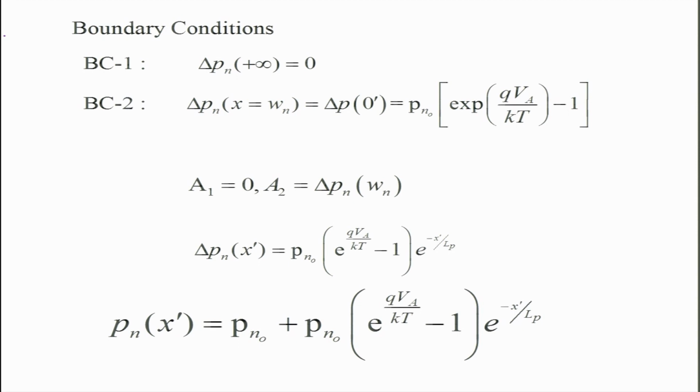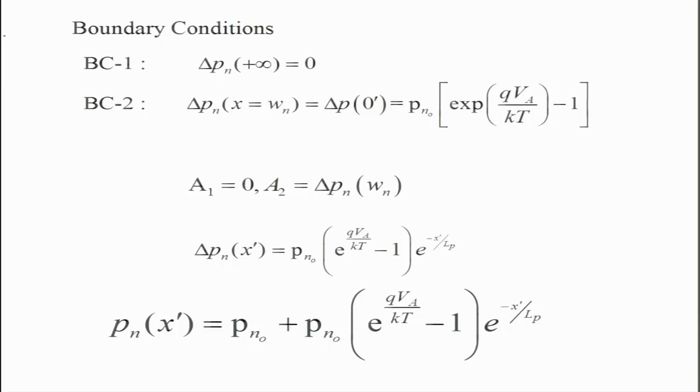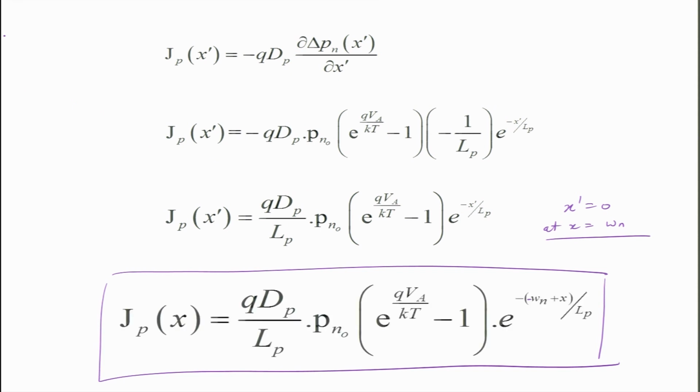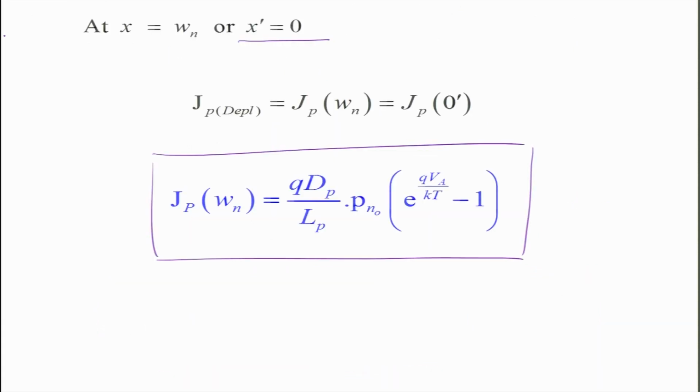always know that J total is equal to Jn at minus Wp and Jp at plus Wn. So you just want to simplify that. So you replace x prime as 0. When you replace x prime as 0, this is what you get. So Jp(x) is equal to q Dp by Lp into Pn naught into exponential qVa by kT minus 1 into exponential of minus (x minus Wn) divided by Lp. So at x prime equal to 0, at x equal to Wn, this factor becomes 1. So at x equal to Wn, we get Jp at Wn is equal to q Dp by Lp into Pn naught into exponential qVa by kT minus 1.